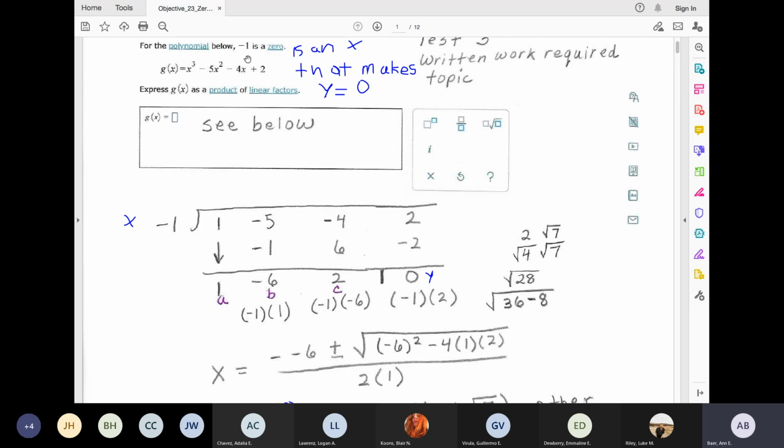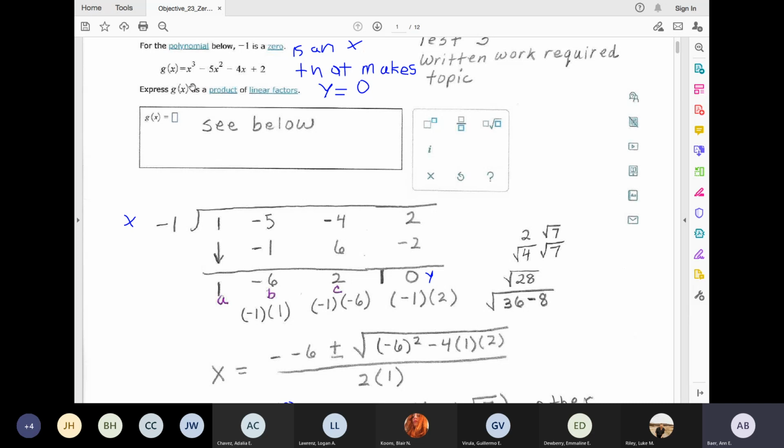So we're told that -1 is a 0. So we put -1 out here. Remember, a zero is an x coordinate that makes y equal to the number 0. So the zero is up here. It's our x. Over here, we get a y equal to the number 0. In each synthetic division we do, when we know we have a 0, that's what happens.